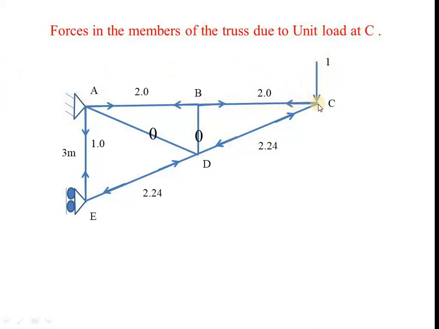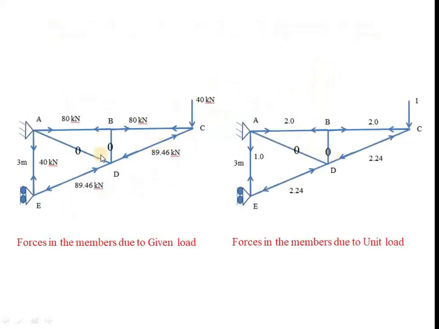Otherwise, you apply 1 unit, go on taking the joints and calculate the force in the members. Once you get these forces, you just mark them. You can look at this: these are the forces in the members due to 40 kilonewton, and these are the forces due to unit load. 40 by 40 is 1; 80 by 40 becomes 2; 89.46 divided by 40 gives 2.24. This is only possible if a single point load is there and you replace it by unit load; each force is divided by the given value to get the force due to unit load.